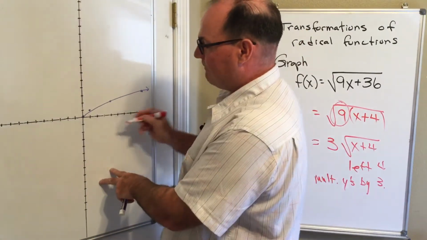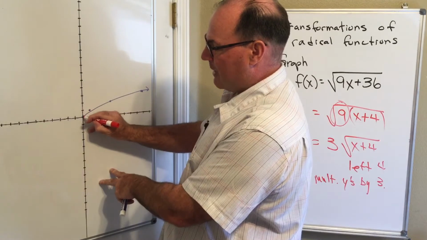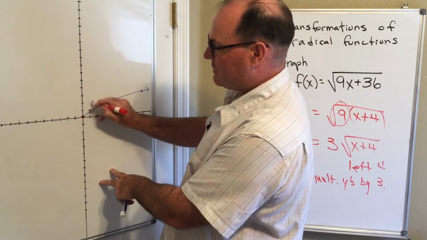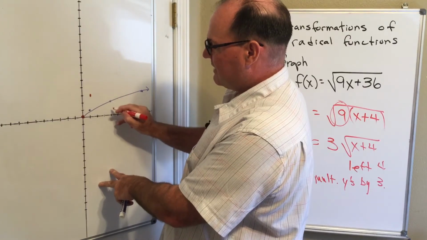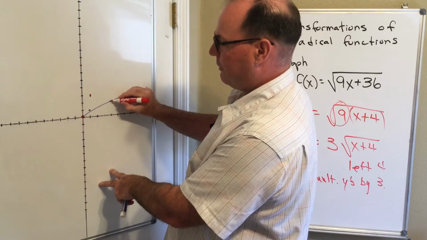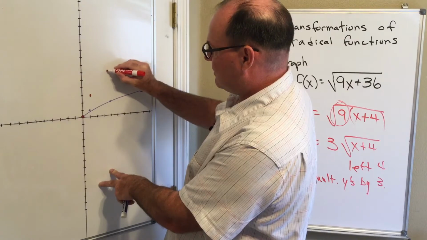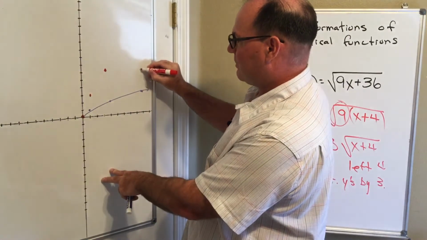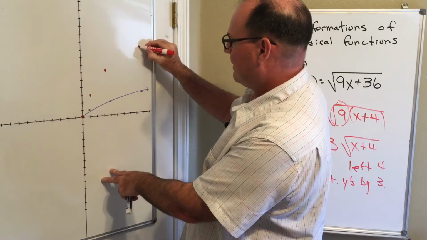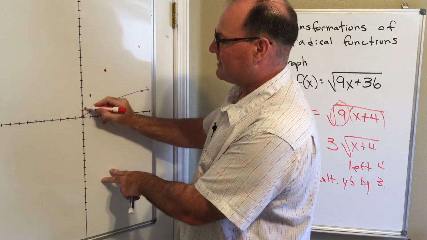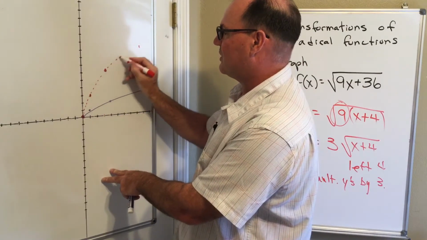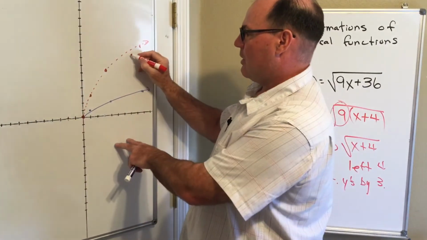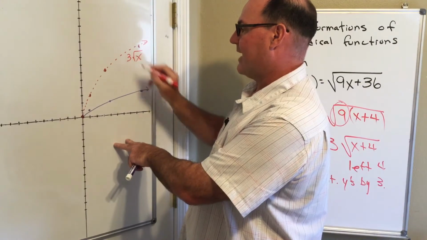So first thing, this y value here is 0, so it stays 0. This y value is 1, so 1 times 3 becomes 3. This y value is 2, so 3 times 2 becomes 6. And then this y value is 3, so 3 times 3 becomes 9. And so I'm just going to do this dotted because this is not our final graph. This is just a nice intermediate step. That is, right here, 3 times the square root of x.